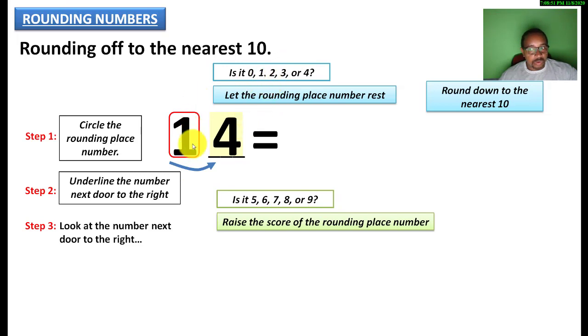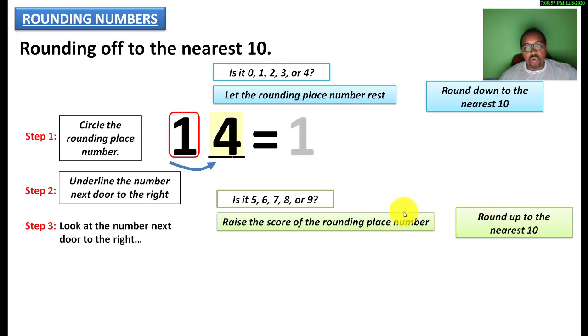Then, what do you do now? I take this 1 and carry it over just as it is. This is part of the answer. So the 1 doesn't change because the 4 is telling you to let this rounding place number stay or rest. Now, what do you do next? You see, I talk about the 1. That's the rounding place number to the nearest 10.